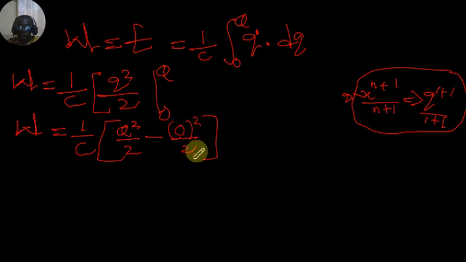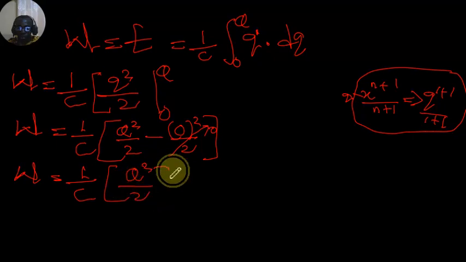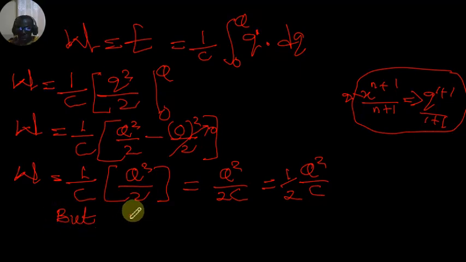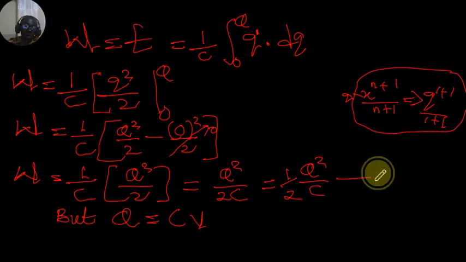Close that. Now this part turns to 0, so you have work done equals 1 over c of, you are left with q squared over 2. Which you can open the bracket as, this will be q squared over 2c, and that is still the same thing as 1 over 2 q squared over c. Now, but q, which is charge, is cv, so take this as your first equation for energy stored in a capacitor.